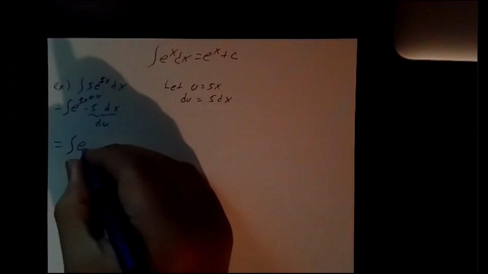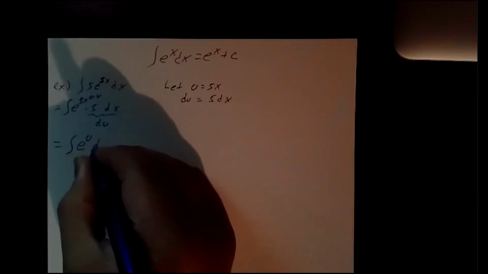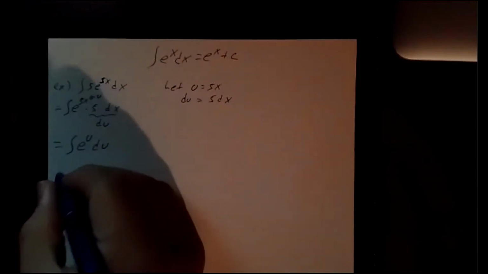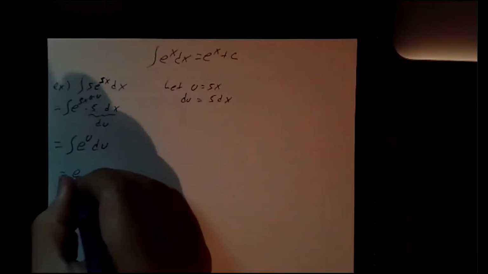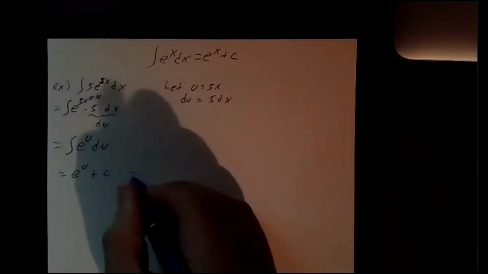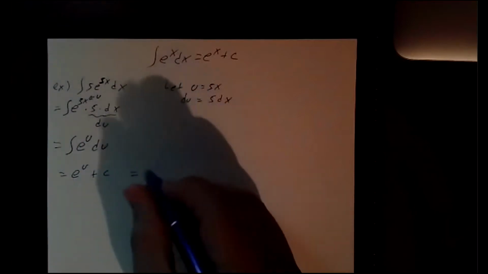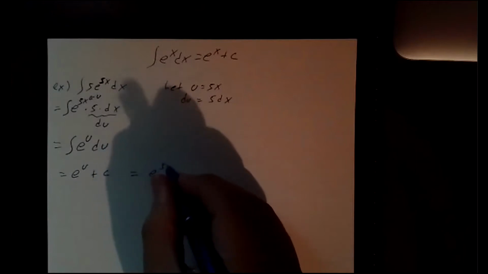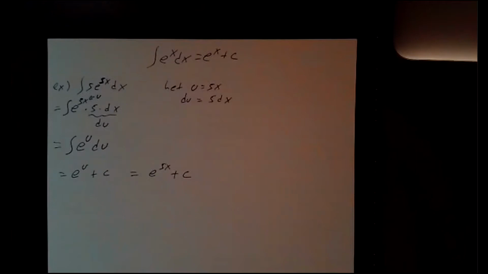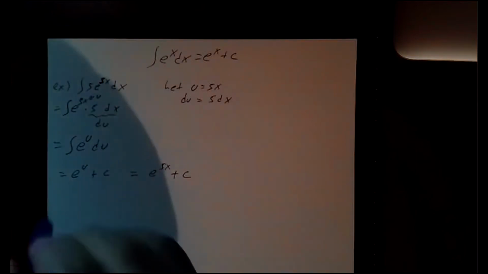So that will be the integral. So do the substitution. e to the u du. And the integral formula tells us that will be e to the u plus c. And then we just substitute back what u is supposed to be, and we're done. Does that make sense?